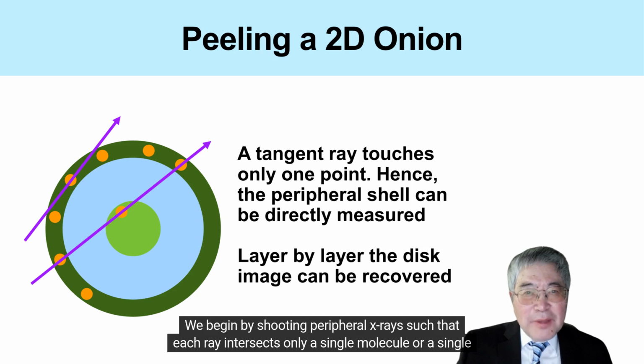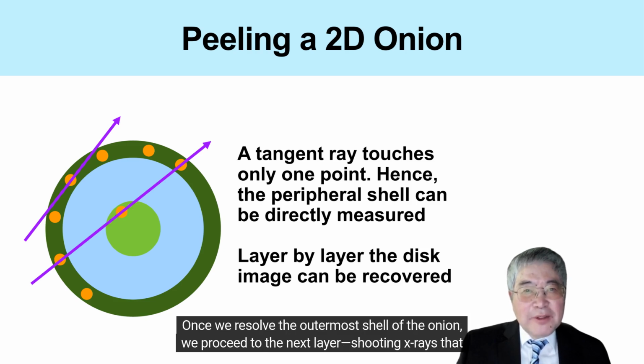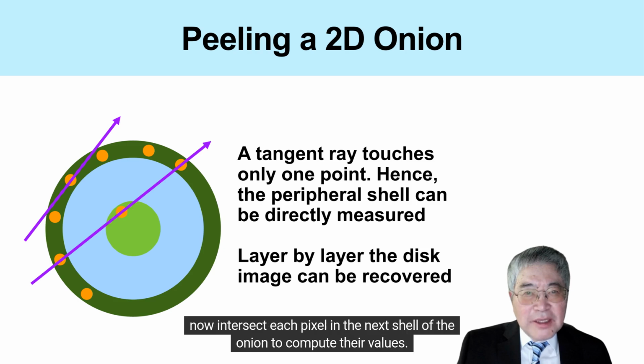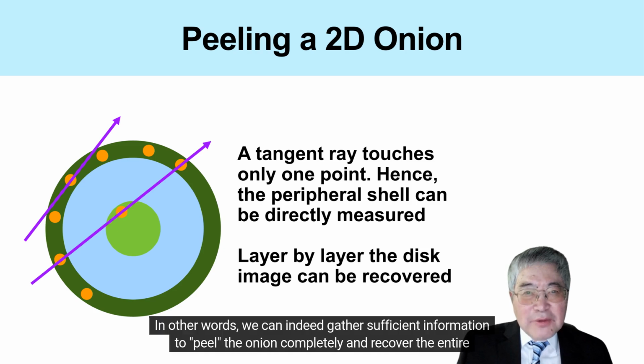We begin by shooting peripheral X-rays such that each ray intersects only a single molecule or a single pixel. In this way, we can directly measure each peripheral pixel using Beer's law. Once we resolve the outermost shell of the onion, we proceed to the next layer, shooting X-rays that now intersect each pixel in the next shell of the onion to compute their values. Shell by shell, or layer by layer, we continue finding more and more pixel values until the entire onion is reconstructed. In other words, we can indeed gather sufficient information to peel the onion completely and recover the entire image.